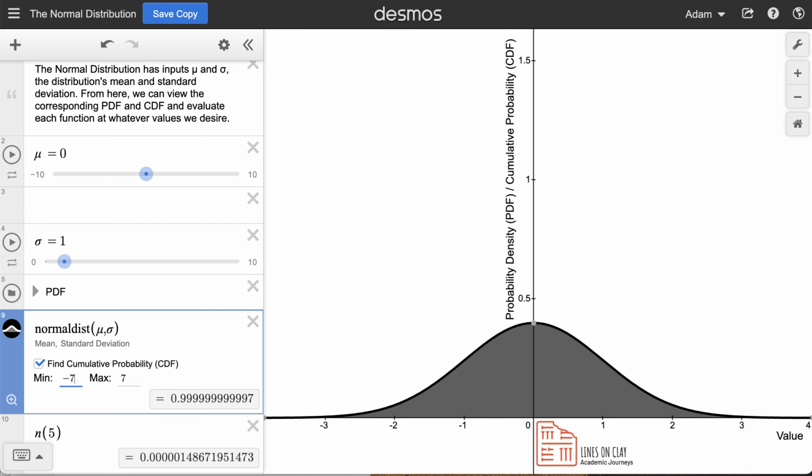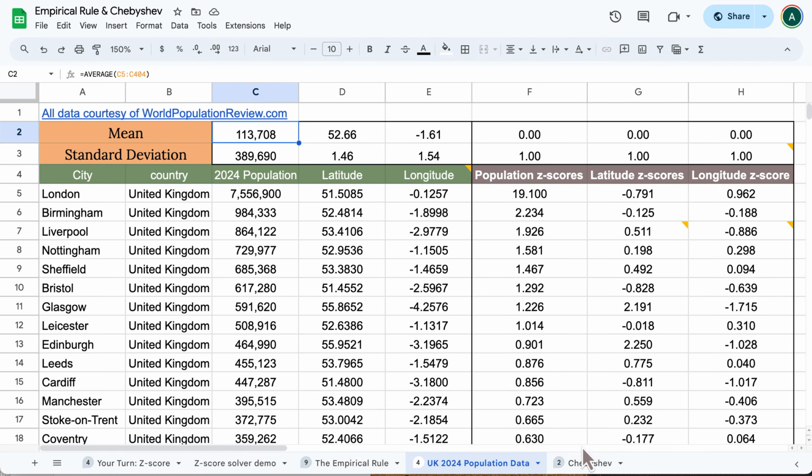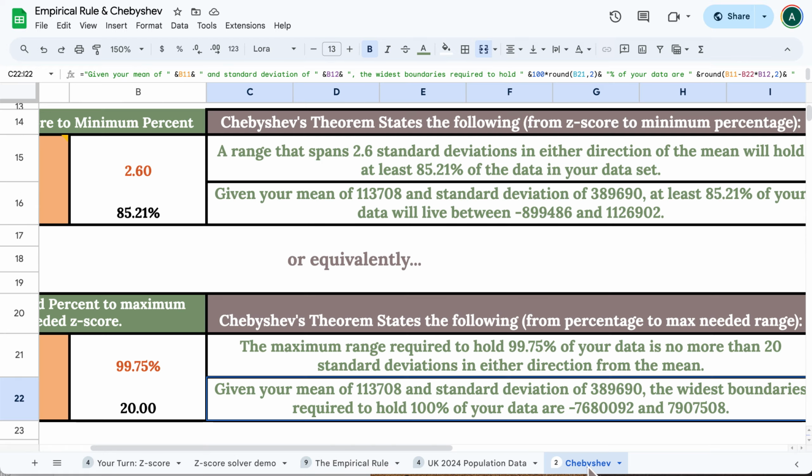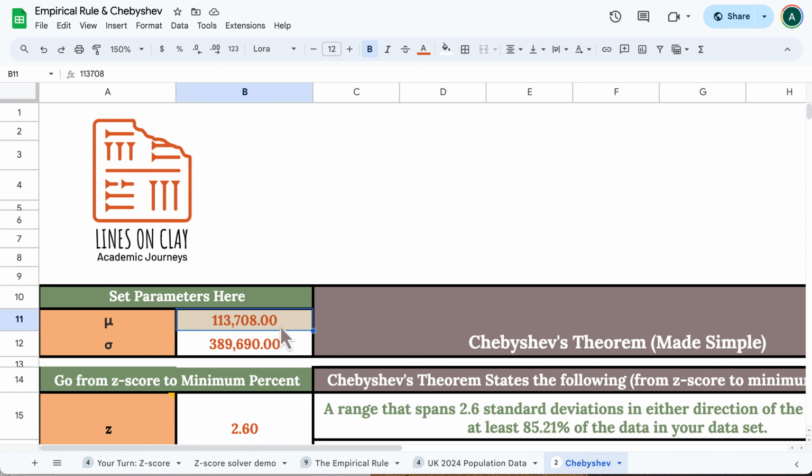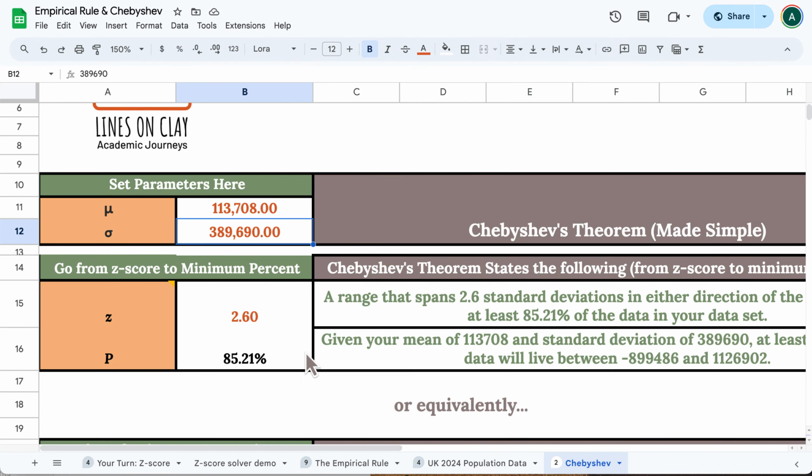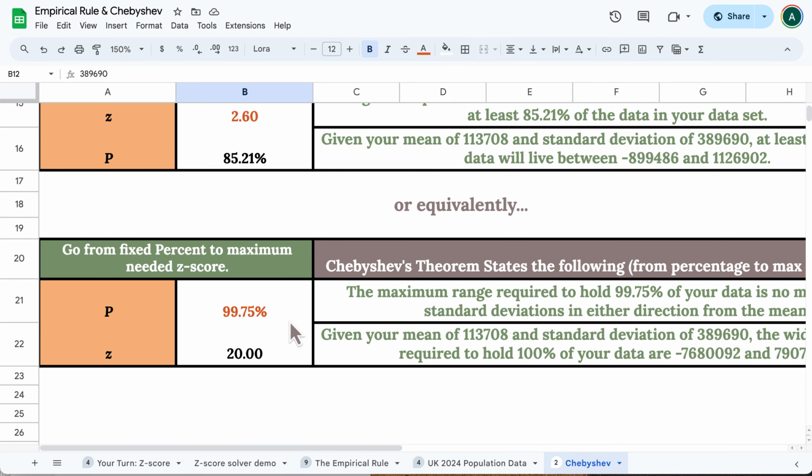Let's head on over and look at our Chebyshev calculator, keeping in mind this mean, standard deviation, and that 7.55 million, which is 19.1 standard deviations away. If I enter in the mean and the standard deviation, and I say, okay, well, I want to guarantee all but one of my 400 values, right? So I want to guarantee 99.75% of my data.